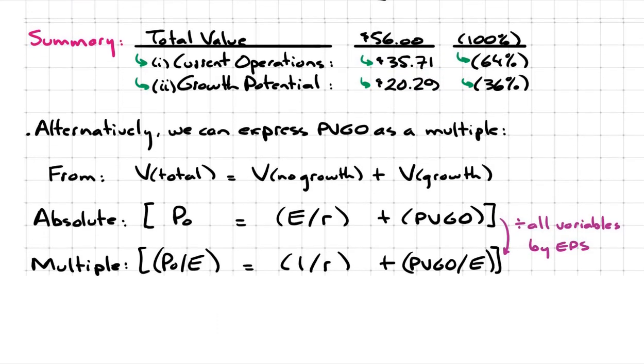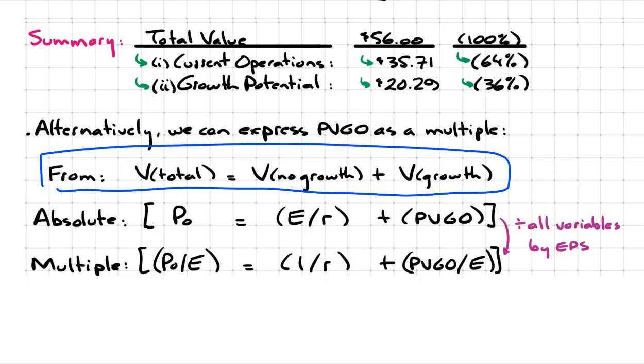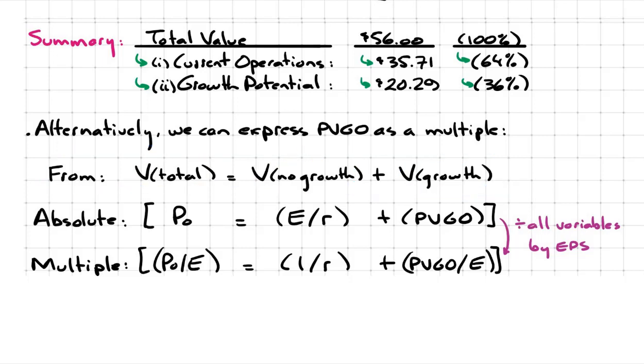Now, alternatively, we can express PVGO as a multiple, and again, using our ground-up philosophy, it's right there. Total value is broken down into the base valuation plus the growth part. And if we're using the absolute approach, so here's the total price, here's how we found the value for no growth scenario, and there's your growth part, but that's, again, using absolute. In other words, total valuation, or just in dollars, if you will.